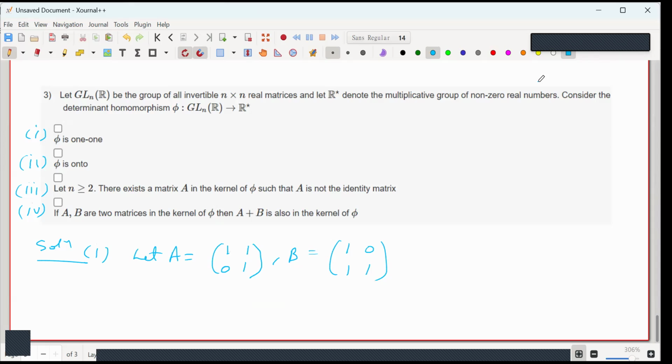Right. So both of them have, and then you are absolutely correct. Determinant of A is equal to determinant of B, which is 1, right? So phi is not surjective. Oh, sorry, injective. Injective or one-one.